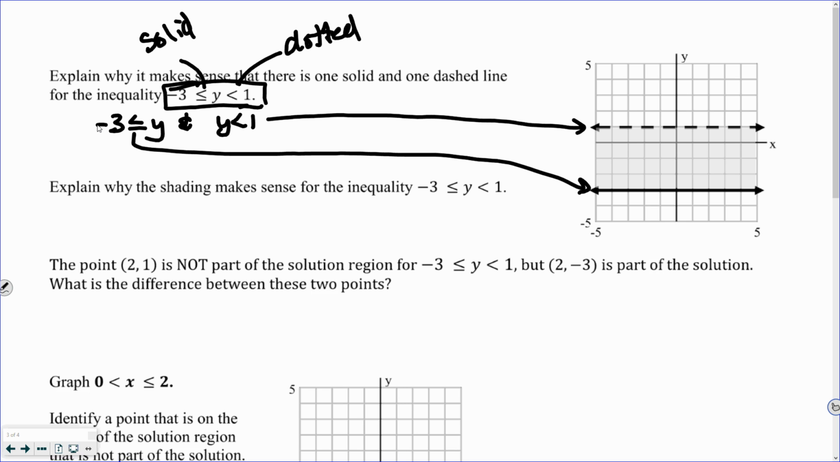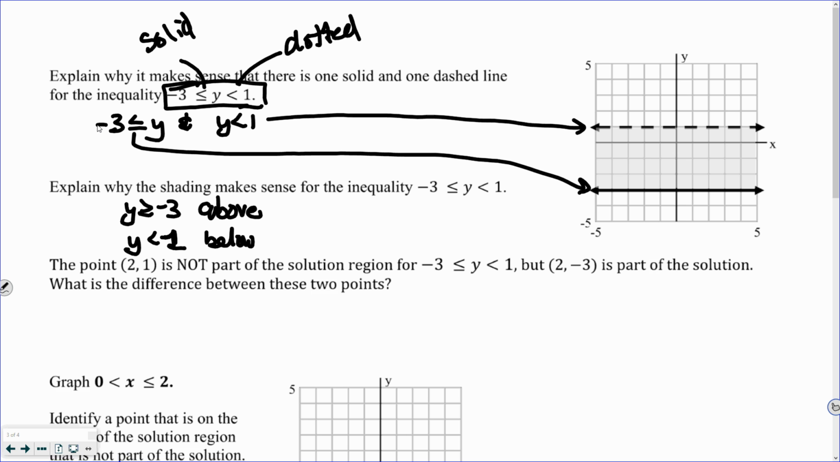So why does the shading make sense? Well, any part where y is greater than or equal to -3 is above it. But then you also have the compound of y is less than 1, and that has to be below it. So it kind of makes it a sandwich, so to speak. The two lines are the bread, and the shaded area is your stuff inside the sandwich. Whether you're a meat and veggies person, like a ham, lettuce, and tomato kind of person, or a PB&J person, think of it as a sandwich.